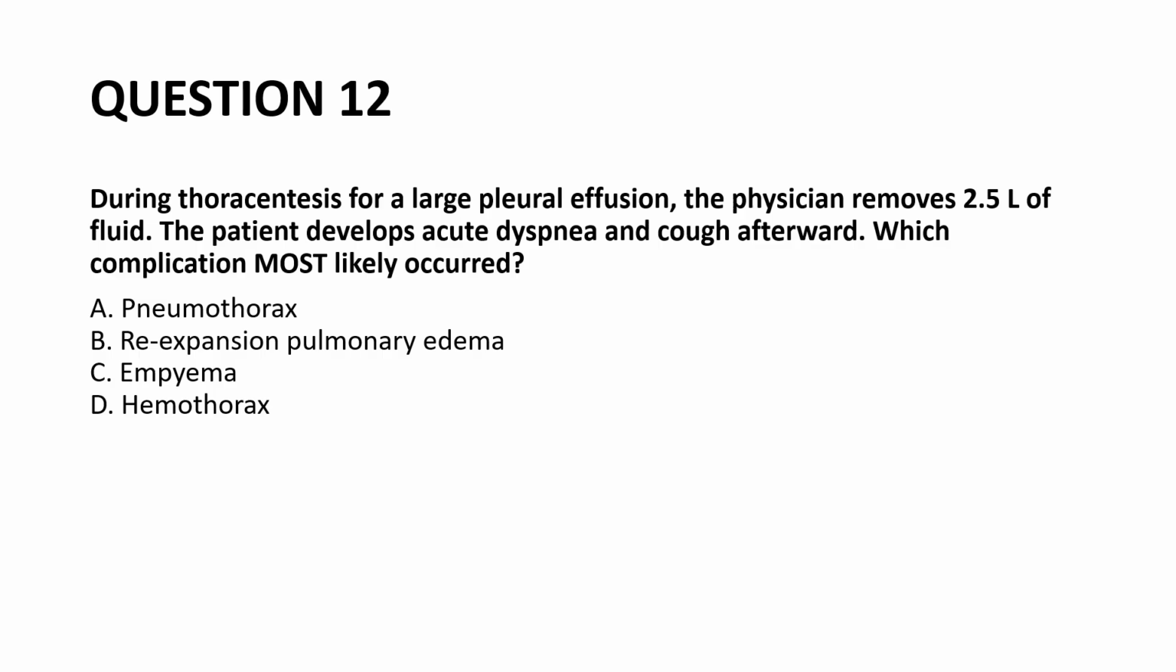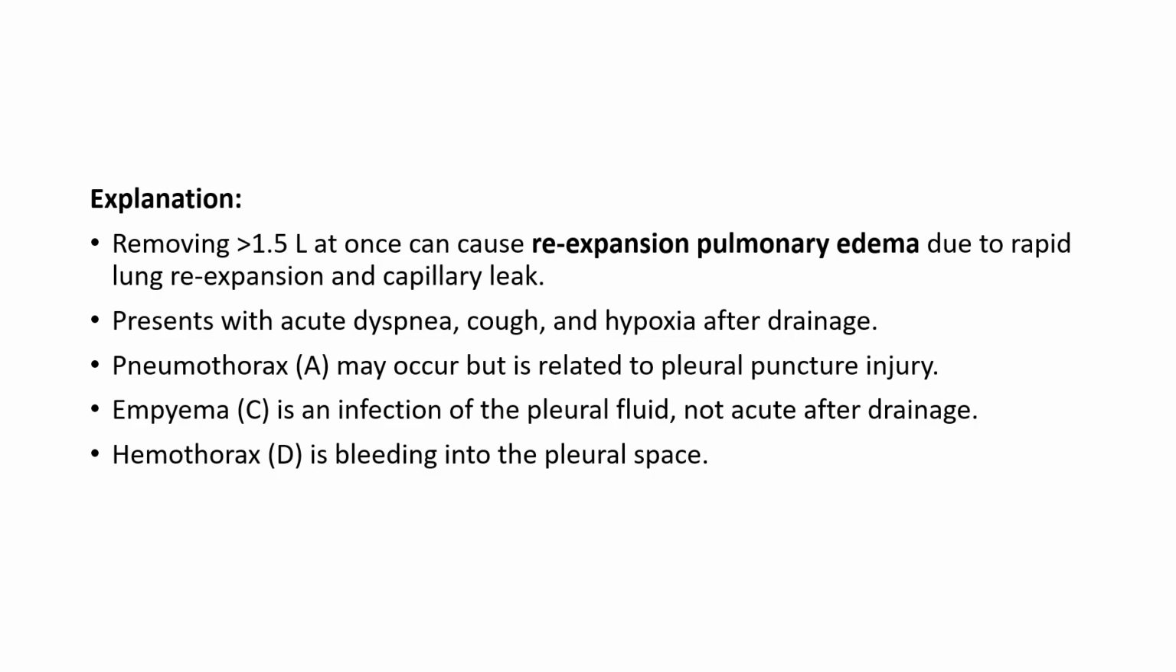The correct answer is re-expansion pulmonary edema. Removing greater than 1.5 liters at once can cause rapid re-expansion of a chronically collapsed lung. This leads to capillary leak and pulmonary edema, which presents as sudden dyspnea, cough, and hypoxia. Pneumothorax and hemothorax are also possible complications, but the classic scenario with large volume removal is re-expansion pulmonary edema.